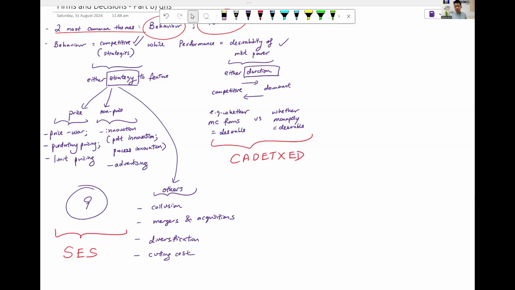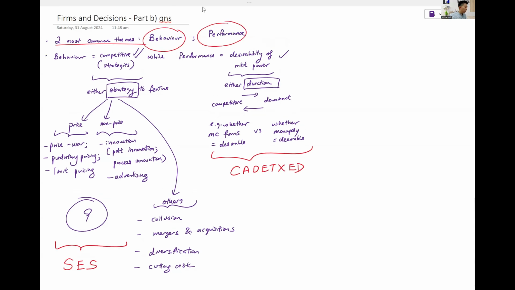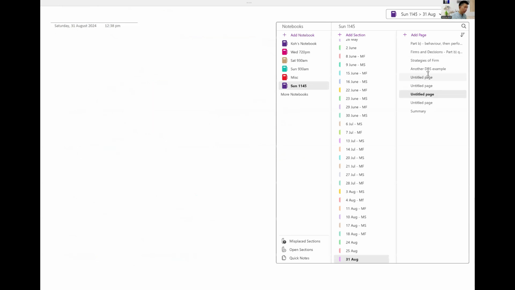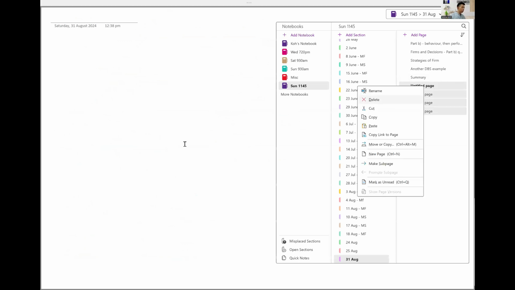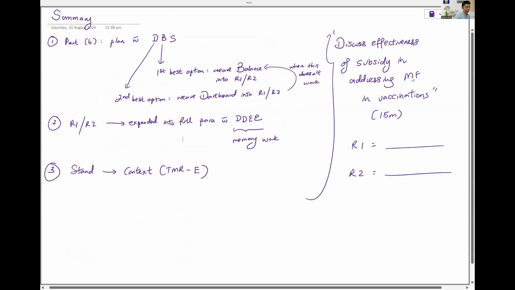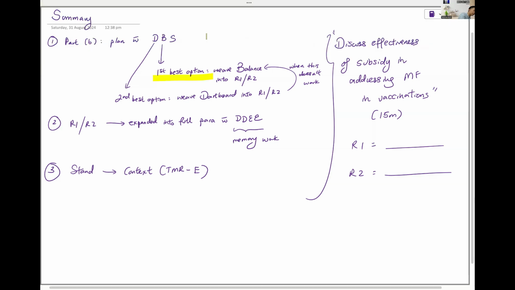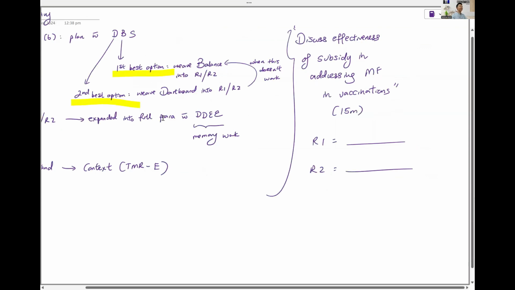All right, so during the break, I was asking you a question. Okay, how would you present the balance for this question? So we have one question here. Discuss the effectiveness of a subsidy in addressing market failure in vaccinations. Okay, there are two options if you want to come up with R1 and R2. First best, second best. I've seen some responses on WhatsApp and Zoom. Both chose the second best option. Do you know why? Is it clear?